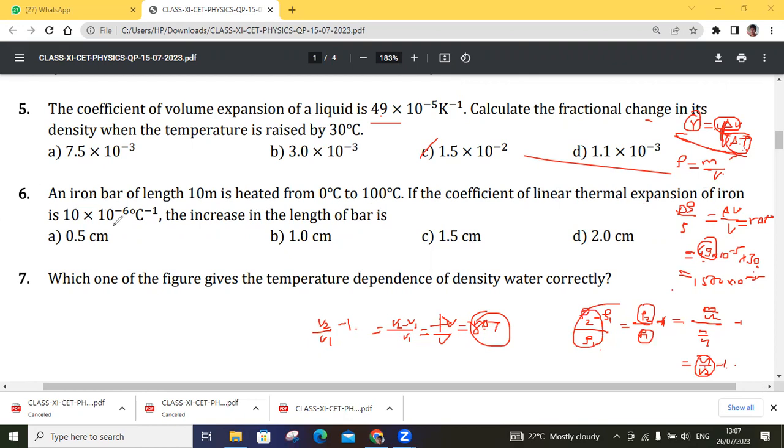Then sixth problem, an iron bar of length 10 meters is heated from 0 degrees Celsius to 100 degrees Celsius. The coefficient of linear thermal expansion of iron is this much. The increase in the length of the bar is. So delta L is equal to L alpha delta T. L is given, alpha is given, delta T is given. So this into this into this. What will you get? This 10 power minus 5 into 10.